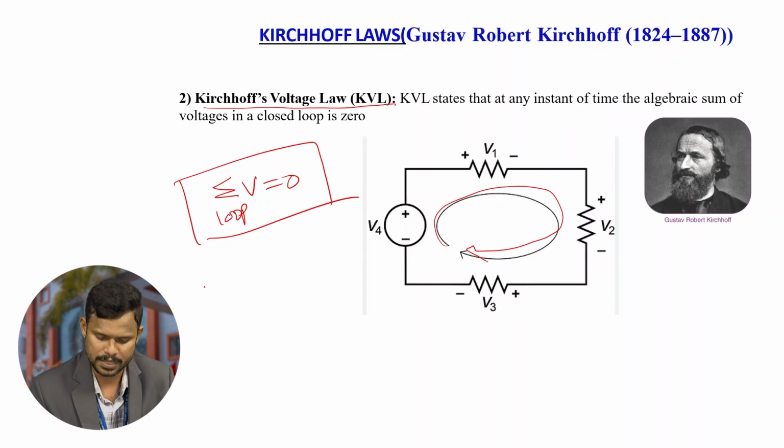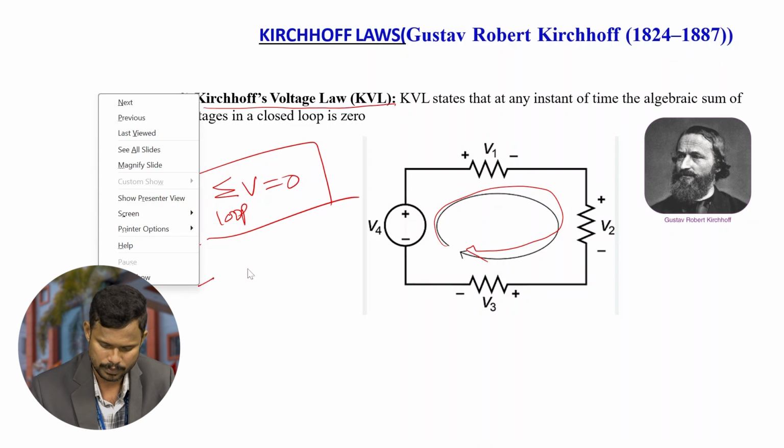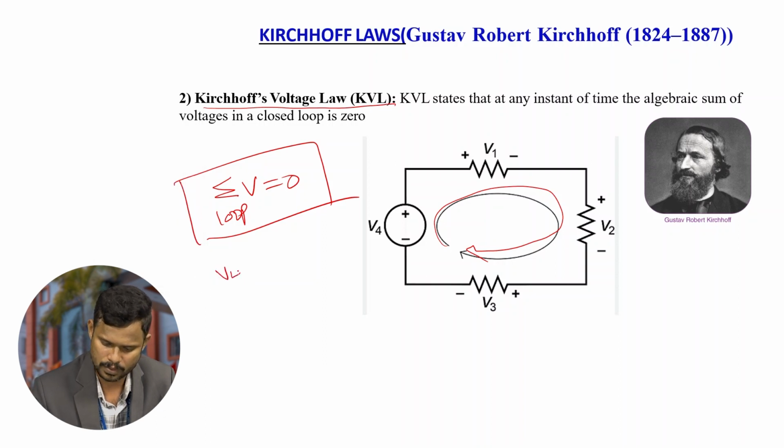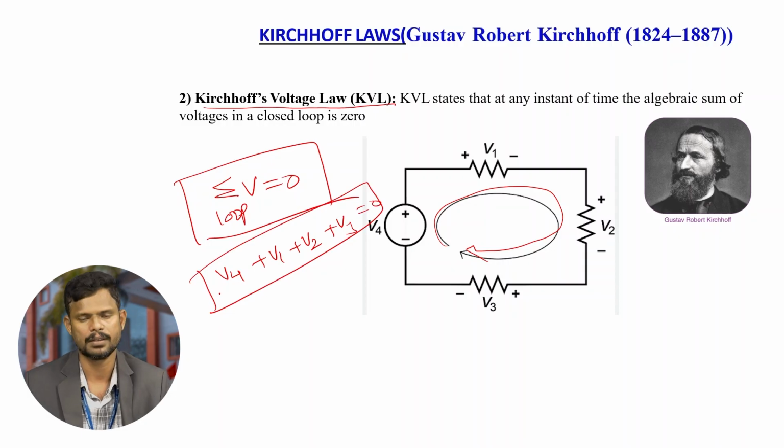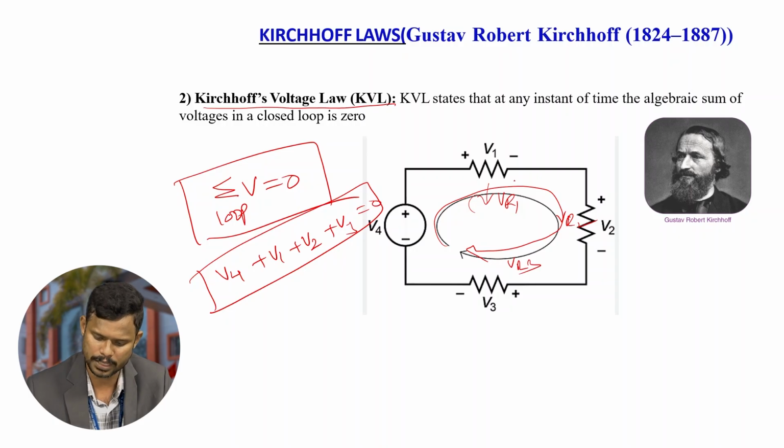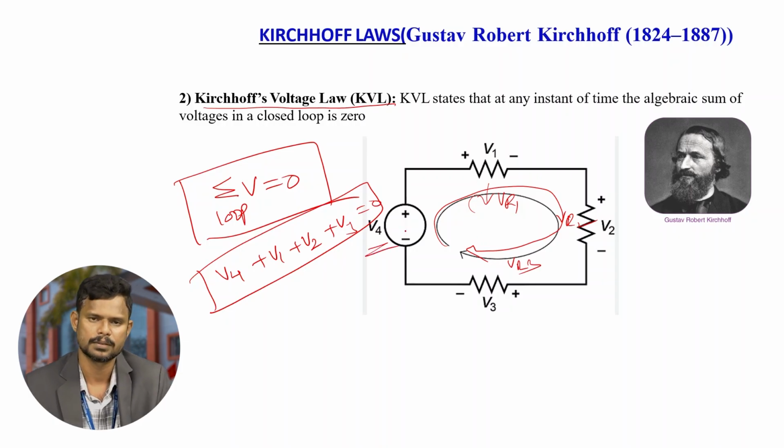We write the KVL equation. This equation is minus V4 plus V1 plus V2 plus V3 equal to 0. This is the Kirchhoff voltage law equation, the KVL equation. Based on the resistance values, we get the voltage drops across the resistors, VR1, VR2 or VR3, that is V3. The algebraic sum of these voltage drops is equal to the supply voltage.